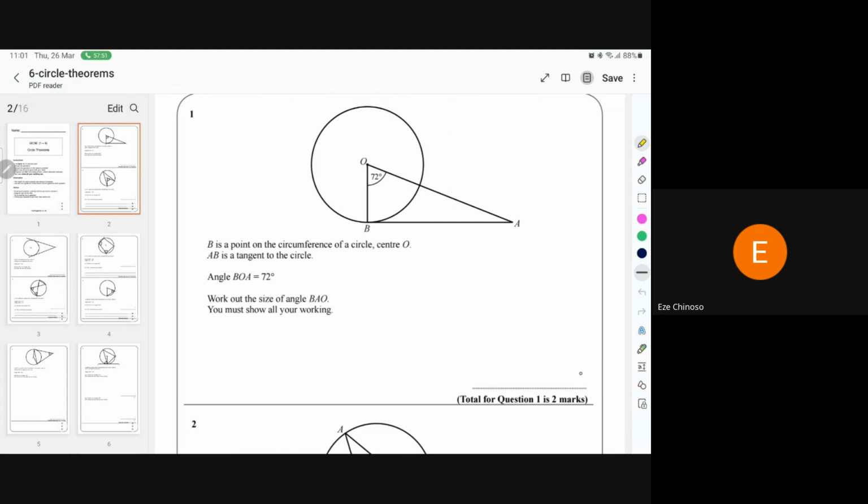So the first part says B is a point on the circumference of the circle. AB is a tangent. This is AB. Then you have that angle BOA is 72. Work out the size of angle BAO. So they are looking for this particular angle right here. Are we together, guys? They are looking for this angle.